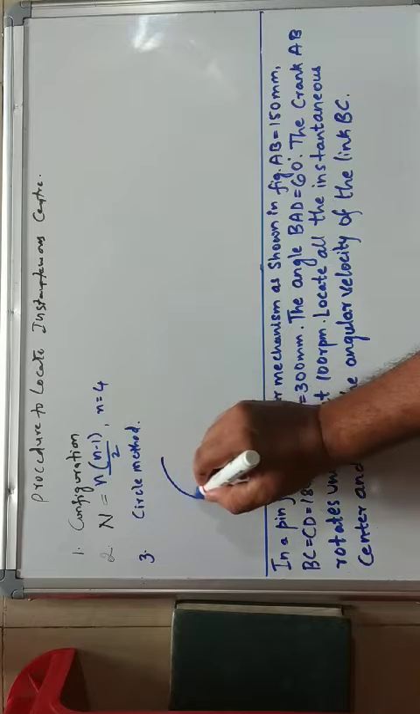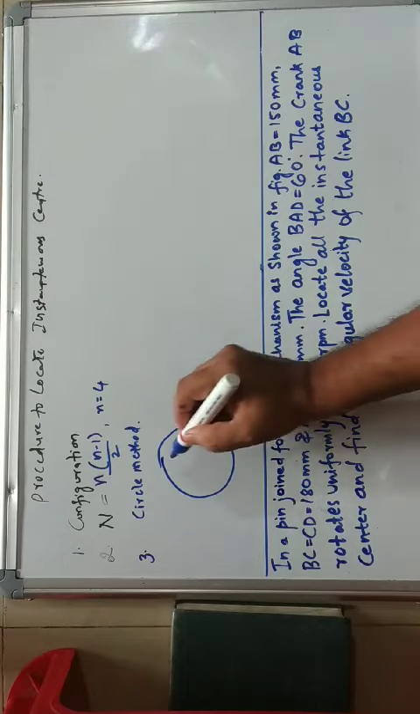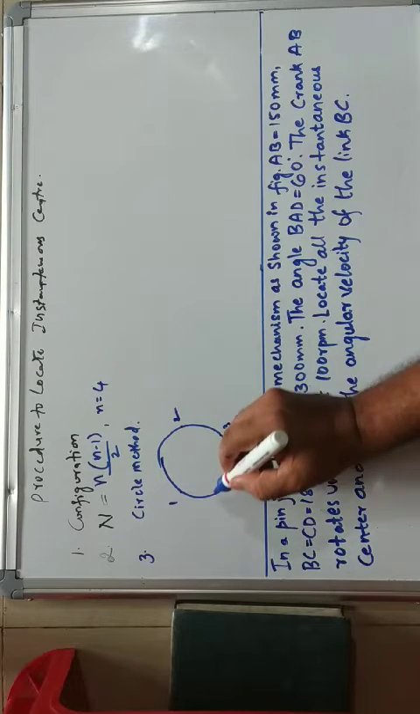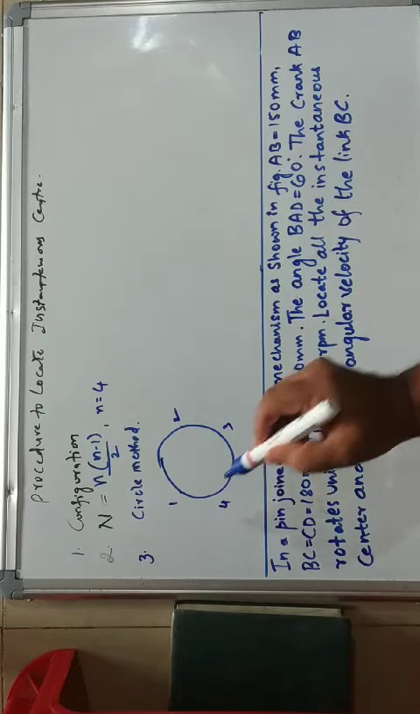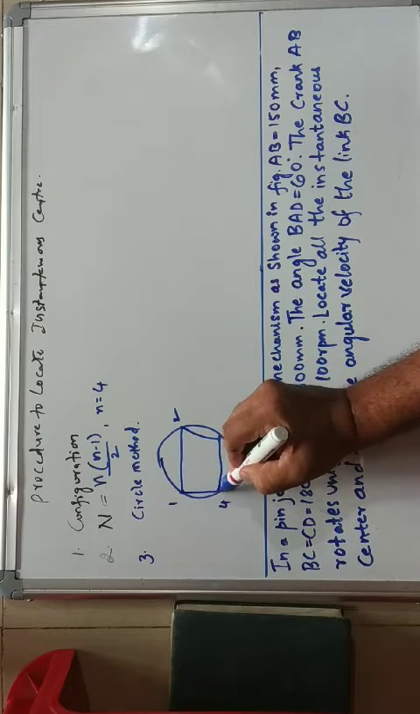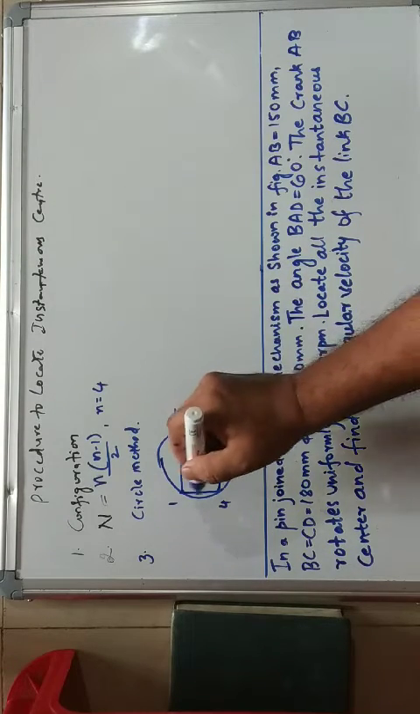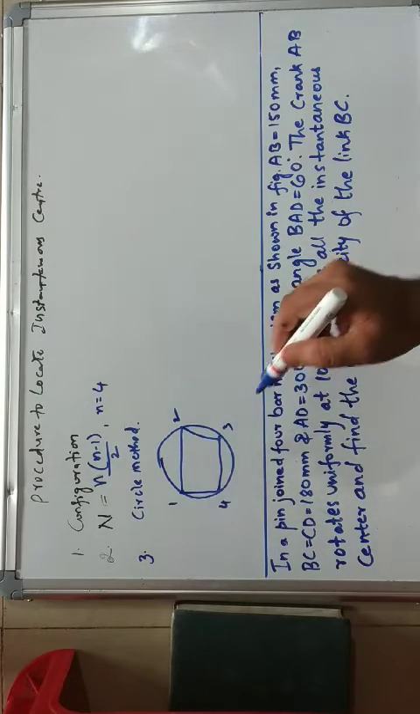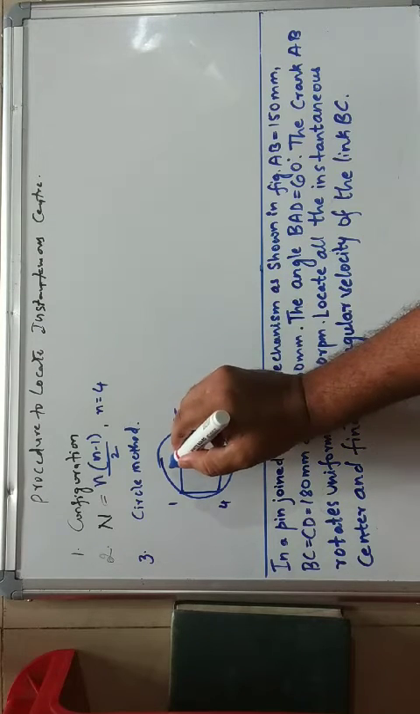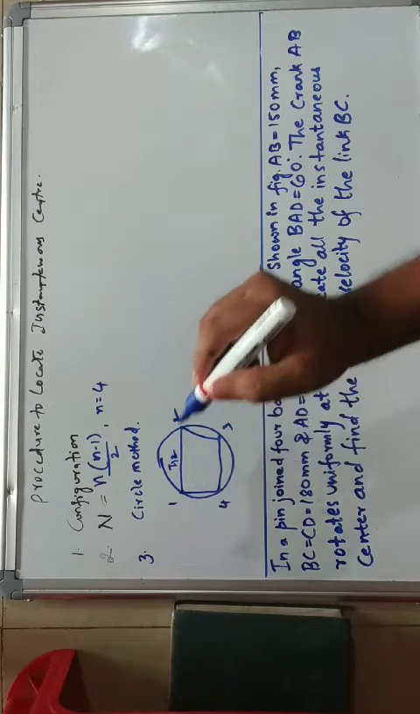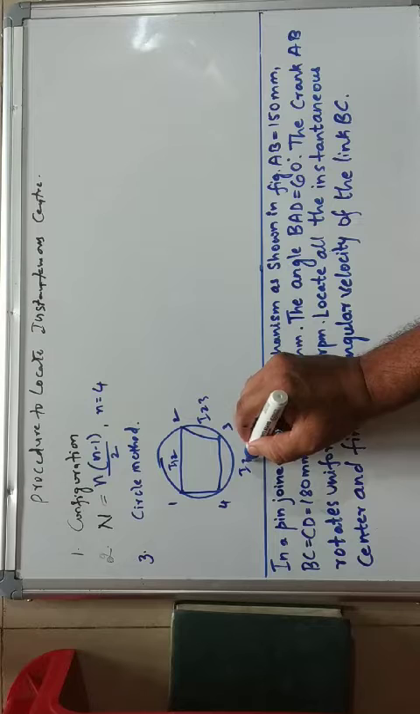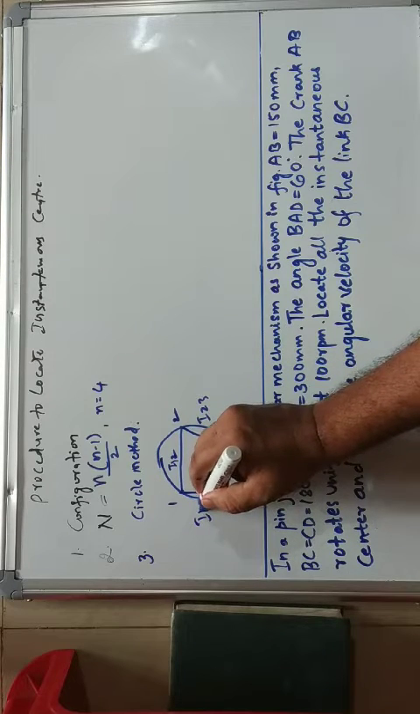First we draw a circle here, and I put number 1, this is number 2, here it is number 3, and this is number 4. I connect 1 to 2, 2 to 3, 3 to 4 and 4 to 1. After connecting, this is 1, 2, 3, 4. This instantaneous center I write as I12, and this is I23. This is the I34 instantaneous center. This is the I14 instantaneous center.